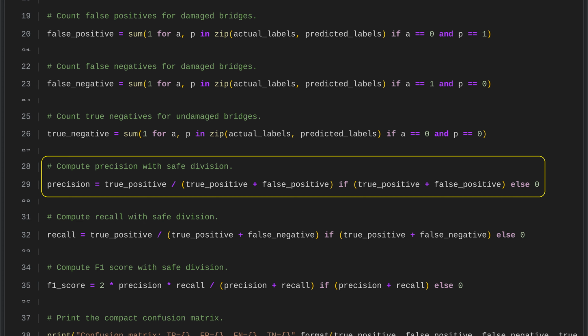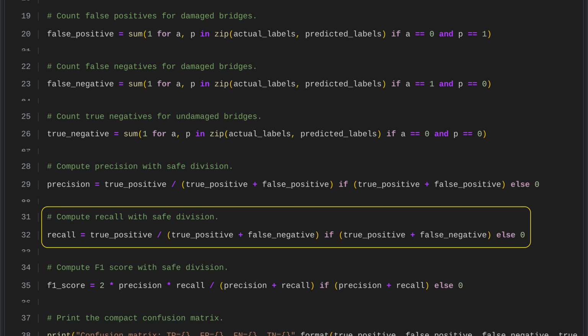Precision measures how accurate the positive predictions are. It is found by dividing true positives by the total number of positive predictions, including both true positives and false positives. If there are no positive predictions, precision is set to 0 to avoid a division error.